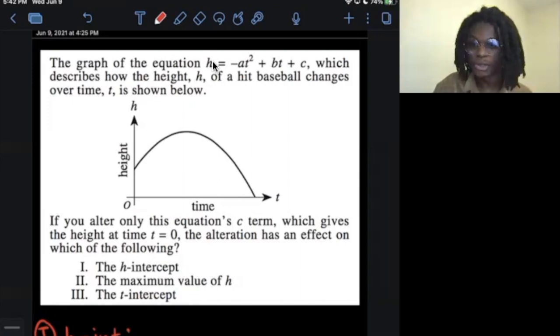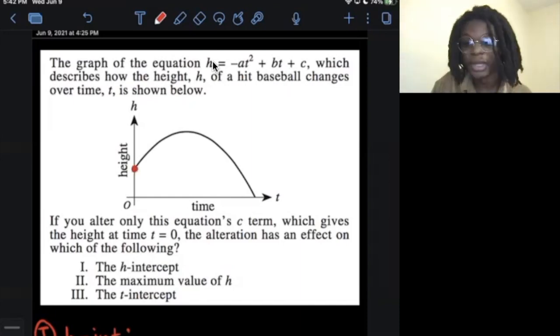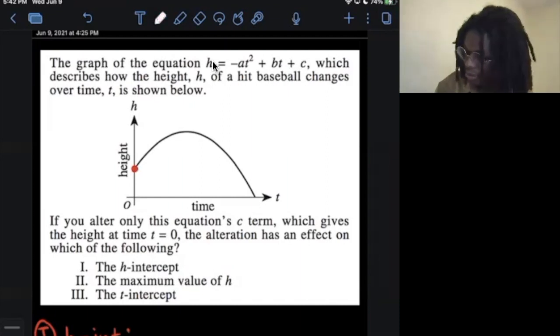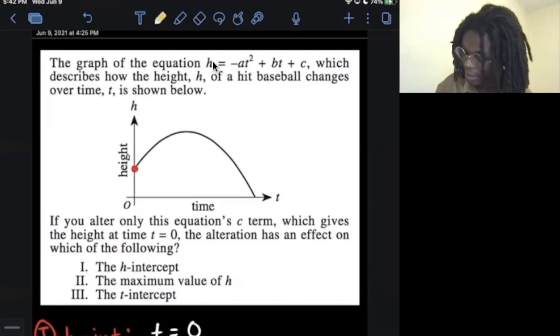All right, so let's just start by reminding ourselves what these different parts are. The h-intercept, which I'll draw here with the red dot, just describes where the function h intercepts the h-axis. And to find that, all we have to do is set t equal to 0. The second part, the maximum value of h, is about right here.